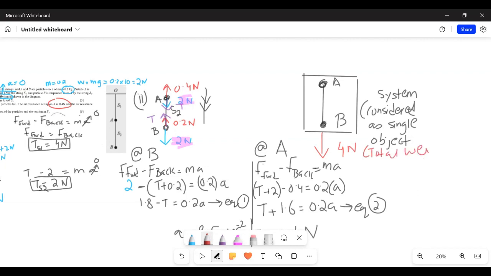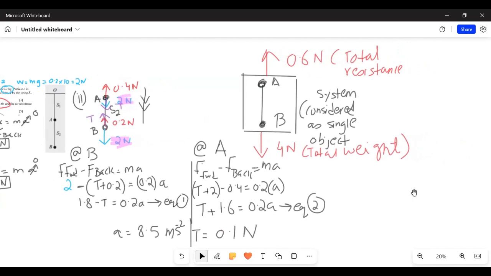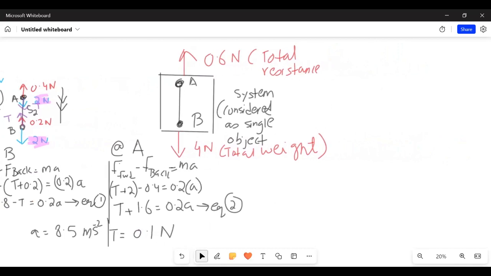इसी तरह अपवर्ड क्या होगा? टोटल रेजिस्टेंस। तो वो मिला के 0.2 प्लस 0.4, तो वो हो गई 0.6 न्यूटन। वो हो गई टोटल रेजिस्टेंस। अच्छा जी, अब क्योंकि टेंशन तो इस सिस्टम का पार्ट ही नहीं है, क्योंकि ये तो एक ही ऑब्जेक्ट है, तो अब हमने यहाँ टेंशन नहीं यूज करी। अब क्या फॉर्मूला होगा?